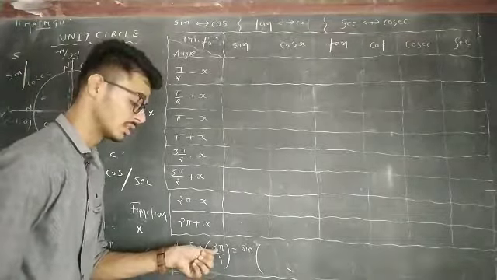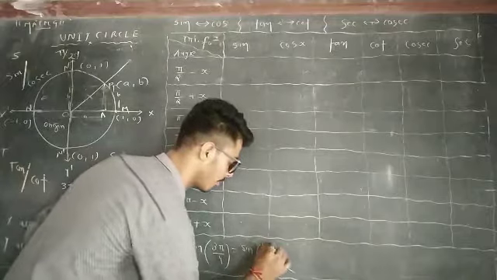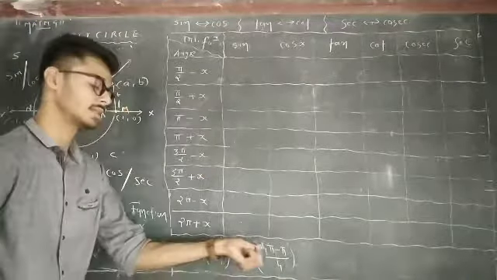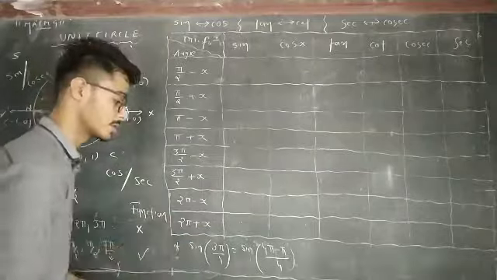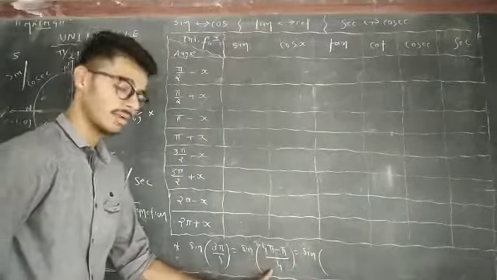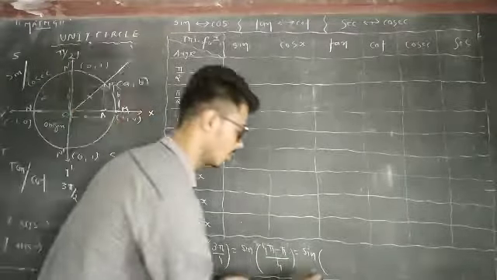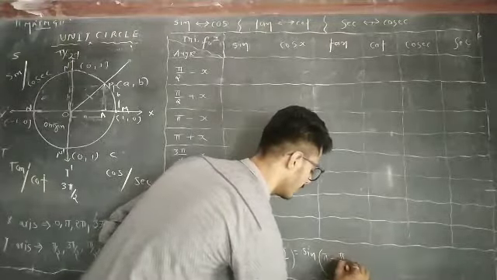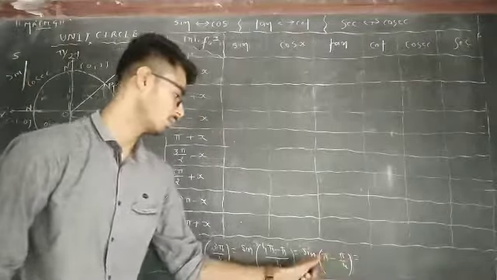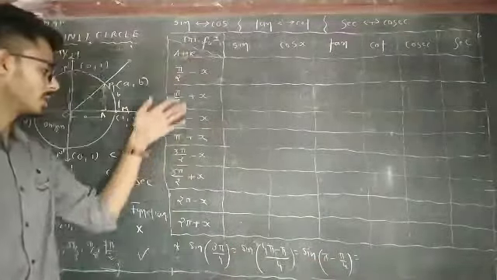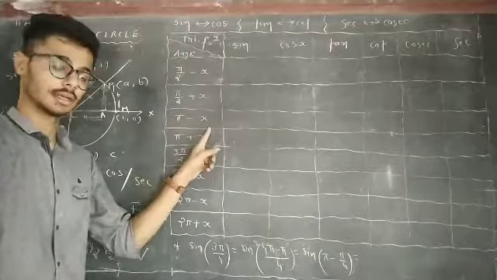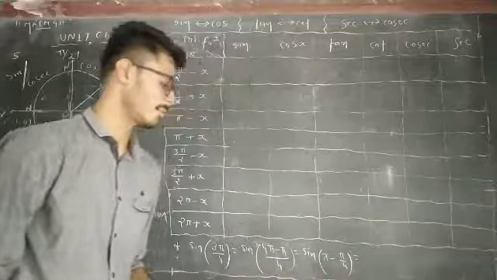See over here. For 3 pi, can we write 4 pi minus pi, divided by 4? 3 pi is equal to 4 pi minus pi. So 4 pi by 4 minus pi by 4. Ultimately it is pi minus pi by 4. See, 3 pi by 4 we have converted into pi minus pi by 4. From this, it is pi minus x. Ready? Sin of pi minus pi by 4.